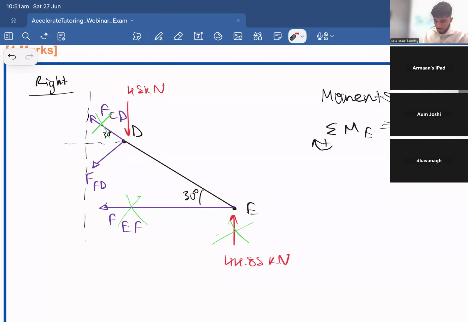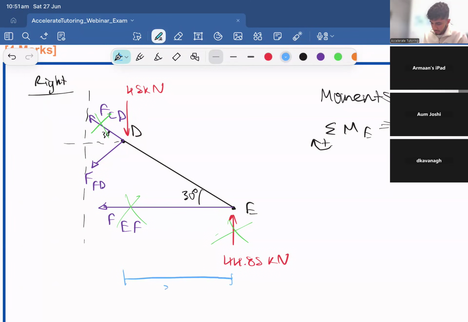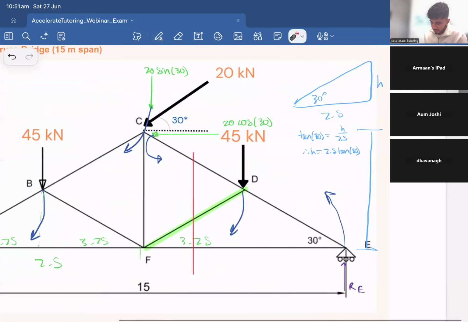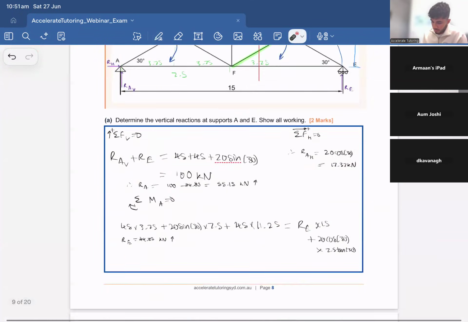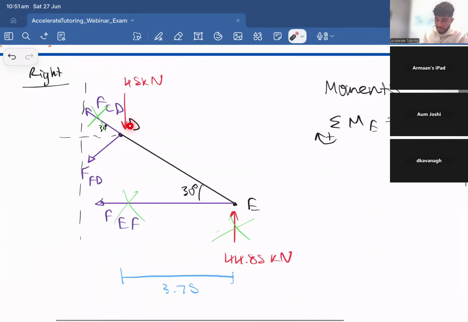Now, all we do is force times perpendicular distance, force times perpendicular distance. I know the distance for the 45 is just 3.75, since the entirety of it is 7.5, so that should just be 3.75. Now we want to figure out what my perpendicular distance for my FD is.